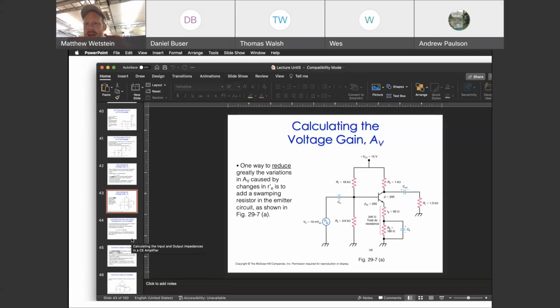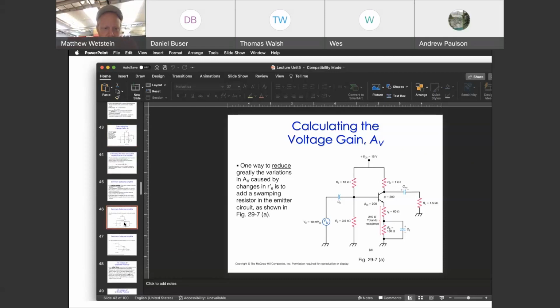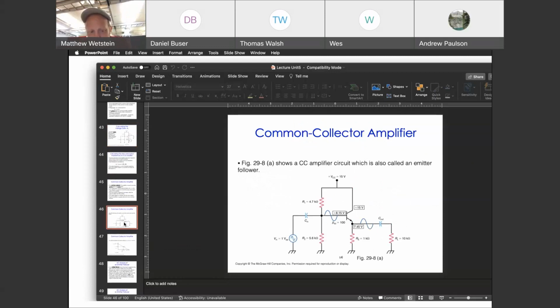Cool. I am going to have to go in about 13 minutes or so, but I think this is a good review of transistors, and we can talk a little bit about the other transistor kinds. Common collector, where is the signal taken from? Well, it says it here. If it's a common collector, the signal is taken from the emitter.